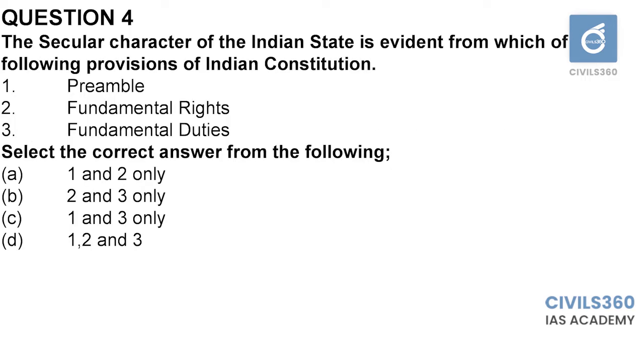Question number 4. The secular character of Indian state is evident from which of the following provisions of Indian Constitution? 1. Preamble. 2. Fundamental rights. And 3. Fundamental duties. In the preamble, as I have said earlier, in the 42nd Amendment Act of 1976, they have added the word secularism.